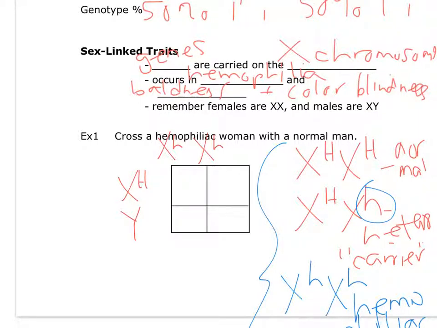So then when you bring the letters down together, it's the same thing. It's going to be X big H, X little h. X big H, X little h. X little h Y, X little h Y. Okay, so your X's go first, then your Y's. Make sure all your X's have the H's on them, and you shouldn't have a problem.